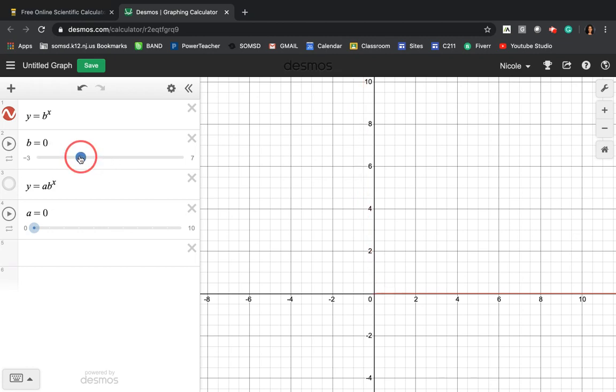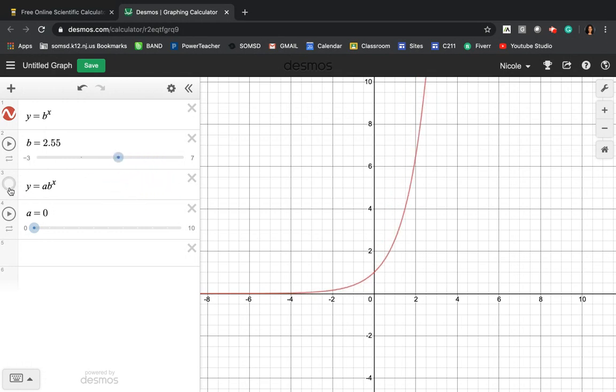But notice once we hit 0 or the negatives, the function just doesn't exist anymore. So b can't be negative, it can't be 0, and it can't be 1. But every other number in between 0 and 1 is decay. And every number greater than 1, it is growing.